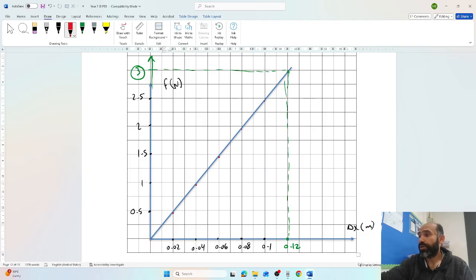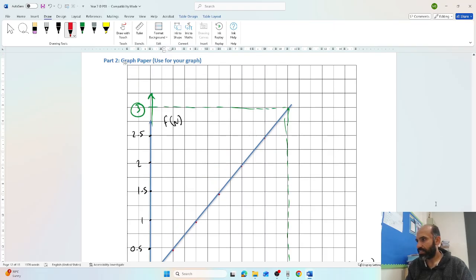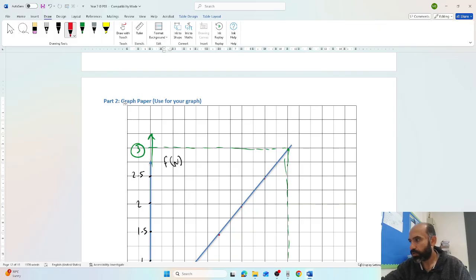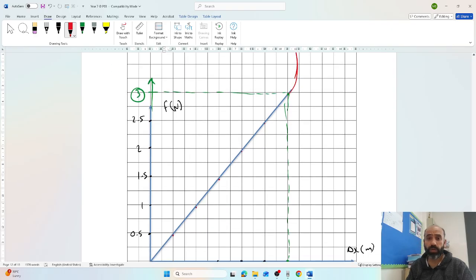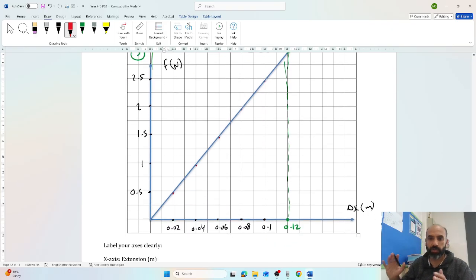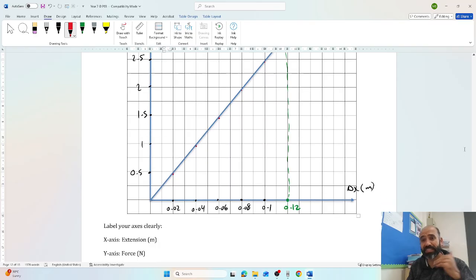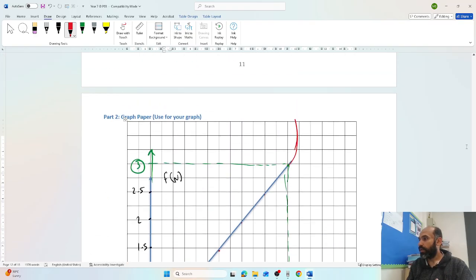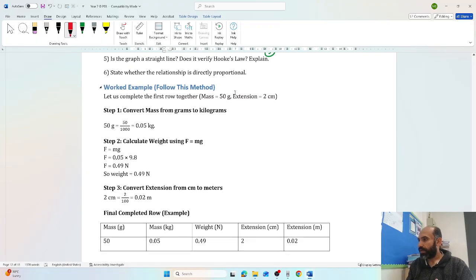But if the mass exceeds the elasticity of the spring, the curve will not be a straight line anymore. And the force will not be able to restore the spring to its original shape, because you have exceeded the limits. Okay, so now we can move back.